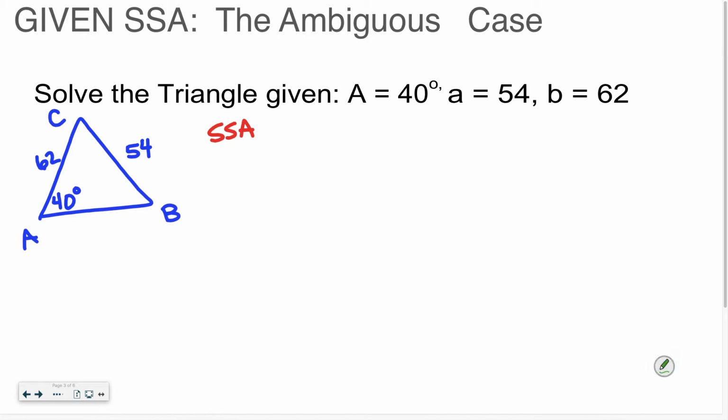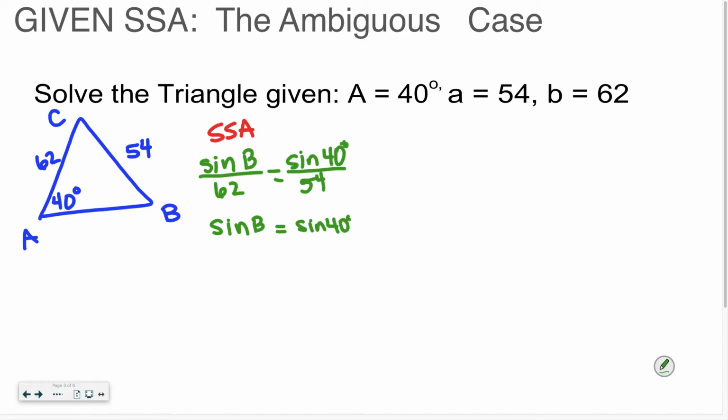All right? So the very first thing we're going to do is find which angle. We only have one option. We have to find angle B. We have angle A and side A. We have side B, which means we need to find angle B first. So we know that the sine of angle B over side B needs to equal the sine of angle A over side A. So, how are we going to do this? We are going to multiply that 62 over. So the sine of 40 degrees over 54, we're going to multiply that by 62, okay? And then we need to solve for B. So since we have the sine of B equal to all of that, in our calculator, we need to take the inverse sine of all of that.